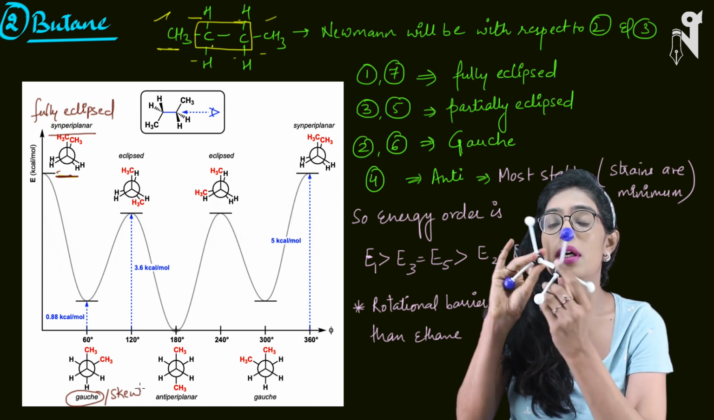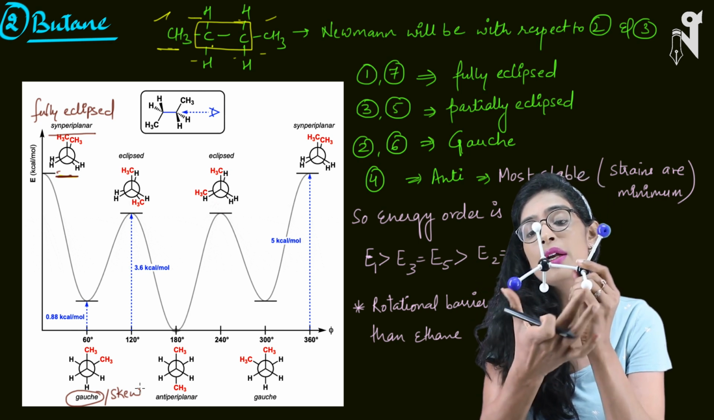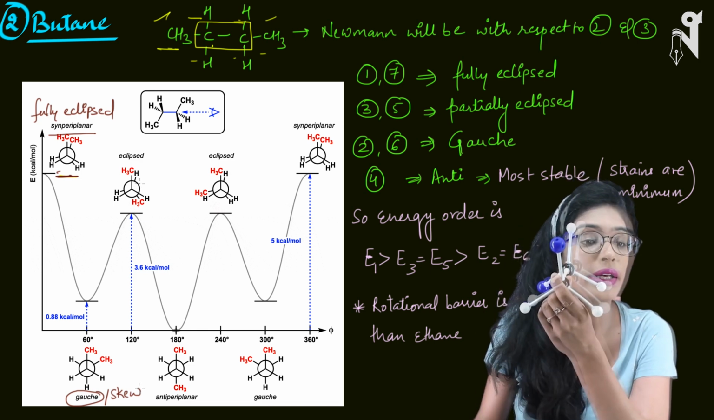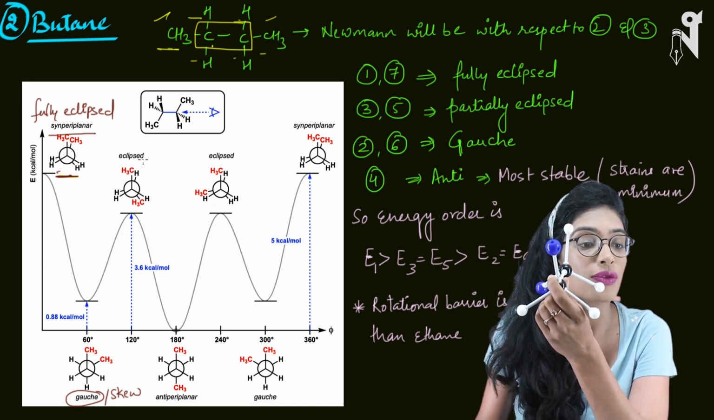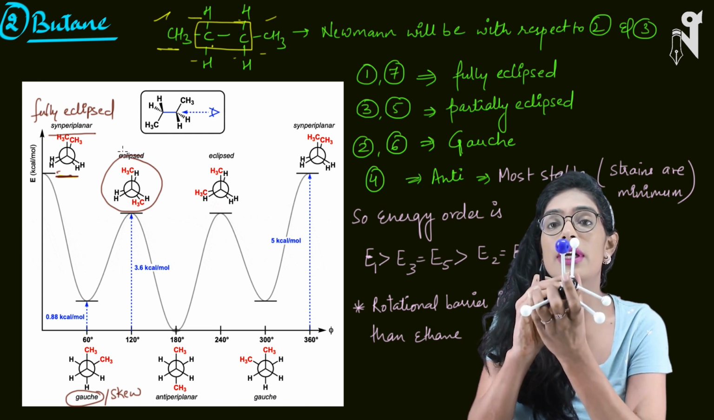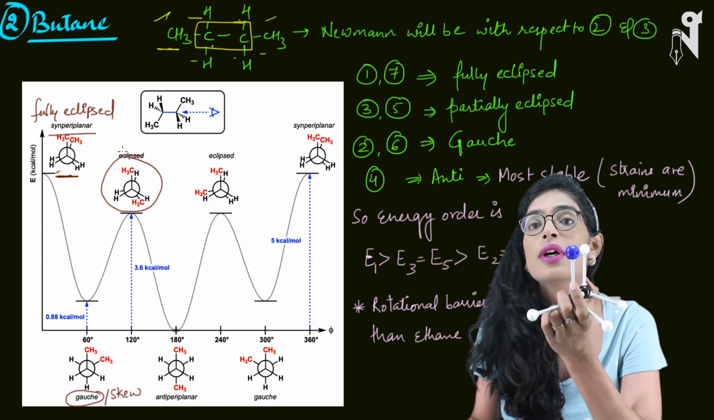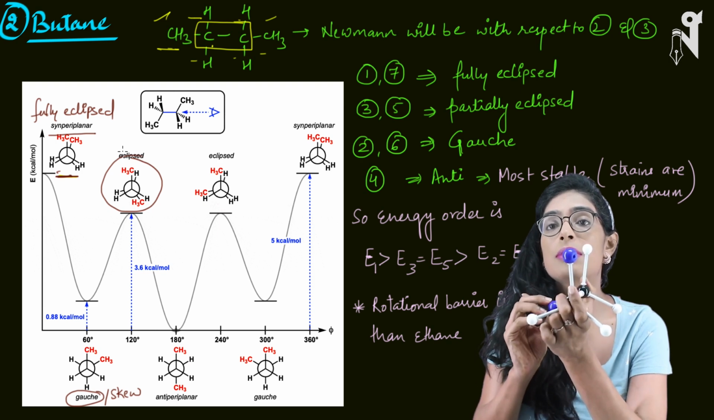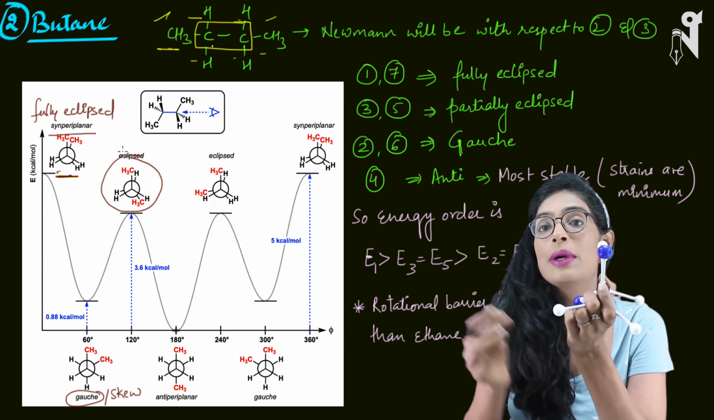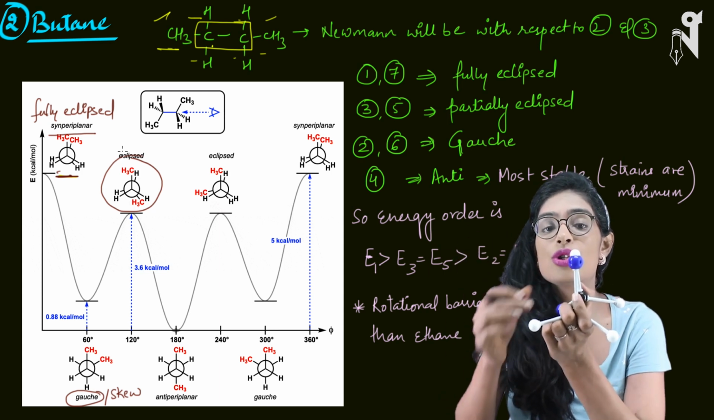This is my front carbon. CH3 is just behind hydrogen, and hydrogen is behind hydrogen. So that's how the representation is. I can represent this in this form. This is again eclipsed, if you see, everything is covering everything. The front carbon groups are covering the back carbon groups. But in this case, are the two same groups exactly behind each other, exactly covering each other? No.